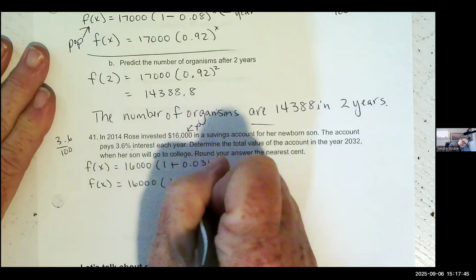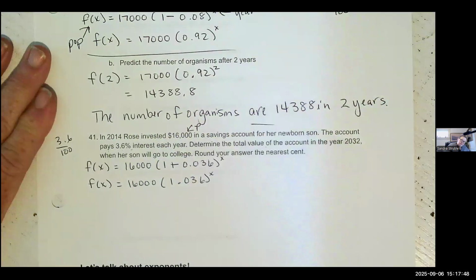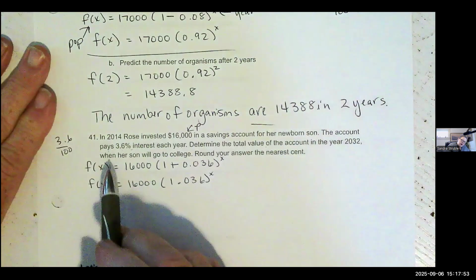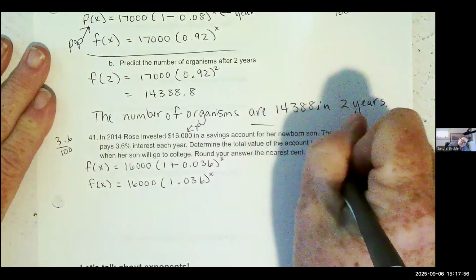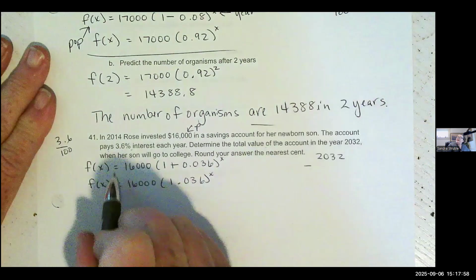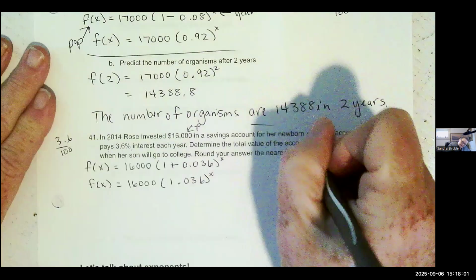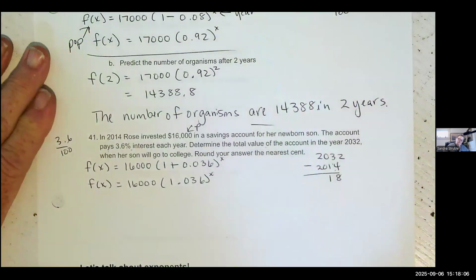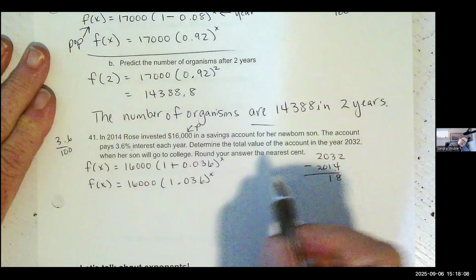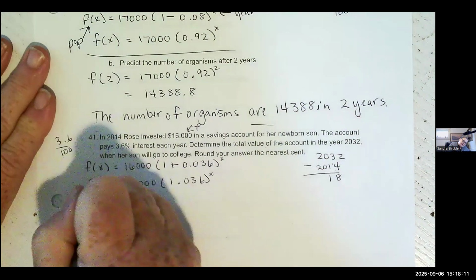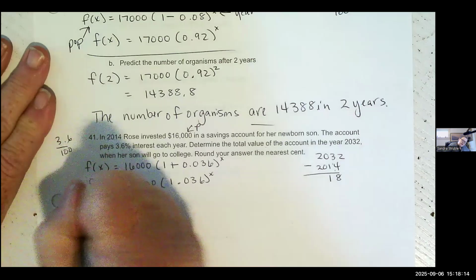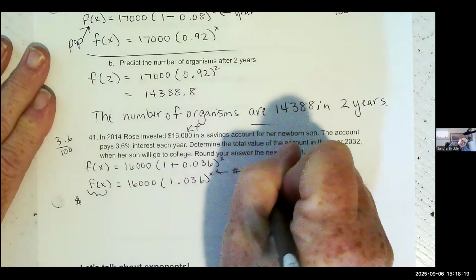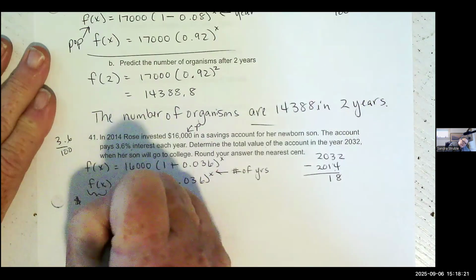Okay, now I can solve this. Determine the total value of the account in the year 2032 when her son will go to college. So take 2032, subtract the year she invested it, 2014. 18 years. So over the 18 years, I know that f of x is the amount of money that they're going to have. x is the number of years. So f of 18.